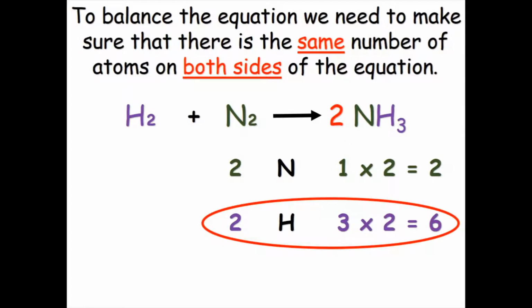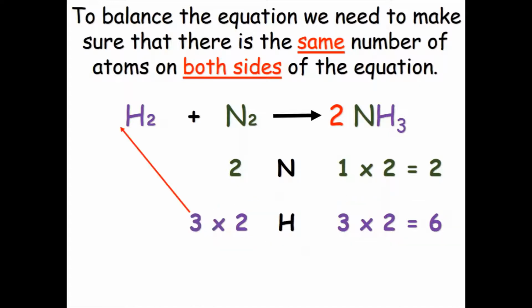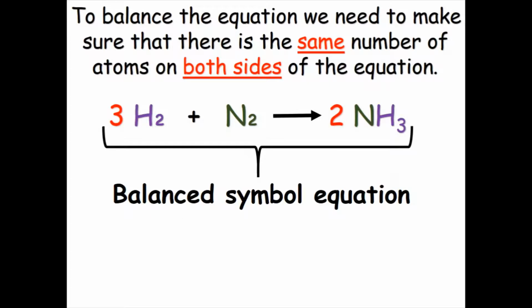Now we are going to balance the hydrogen, so we can see that now on the right hand side we have 6 hydrogen atoms and on the left hand side we have 2 hydrogen atoms. So we need to bring the amount of hydrogen on the left hand side up to 6, and the way to do that is to times it by 3. So 2 times 3 is 6, and that means that we need to put the 3 in front of the hydrogen molecule. And now we have 6 hydrogen atoms on both sides of the equation. Now we have the balanced symbol equation and the number of atoms is the same on both sides.